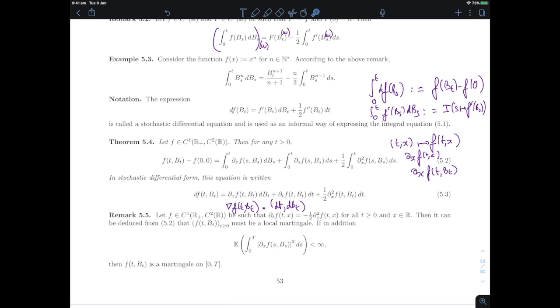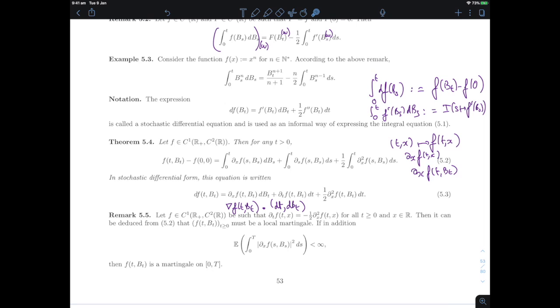And this involves two derivatives in the variable in which we plug the Brownian, which is the second variable of our function (t, x) goes to f of (t, x). Now, this is a generalization of Theorem 5.1. This is a generalization that's very helpful in practice, but the proof is exactly the same, just a little bit more technical. So we're going to prove it.